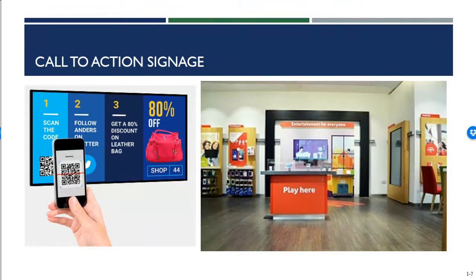Another type of call to action signage would be a sign that says pay here, or in this case, play here, right? Come and use the cell phone. We want you to actually try out the electronic equipment. You'll see signs that are trying to entice the customer, getting them to do something.